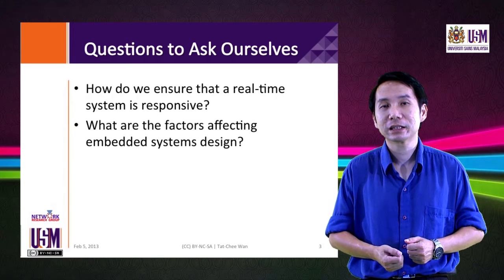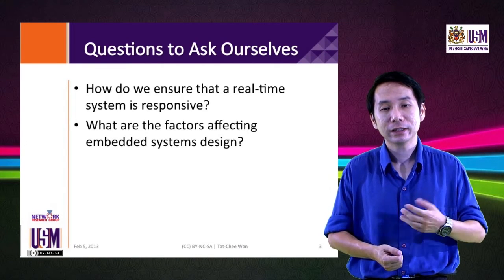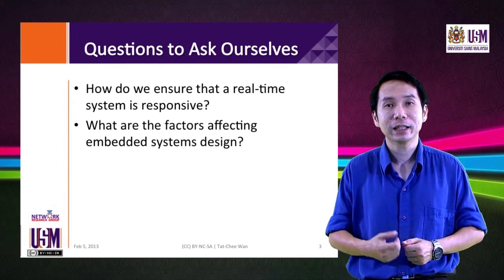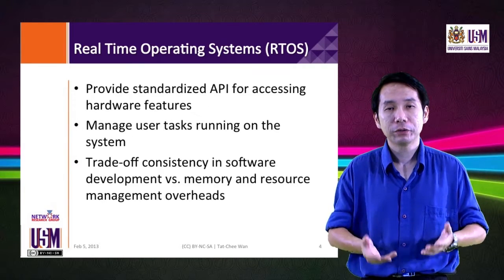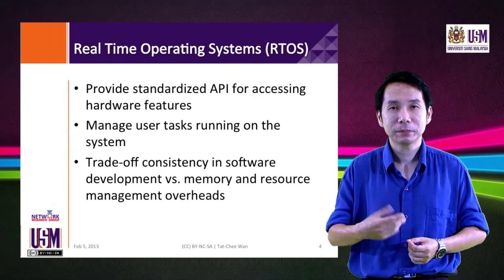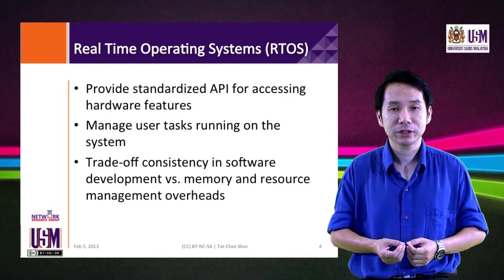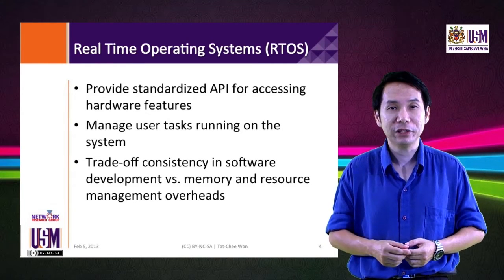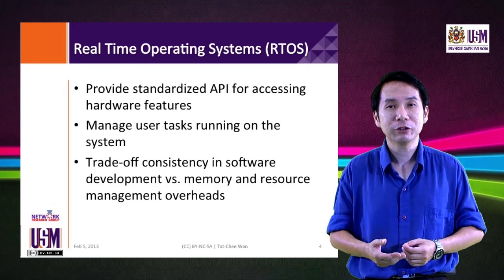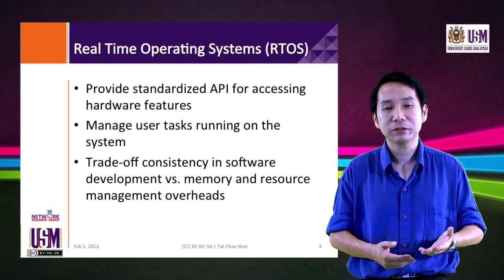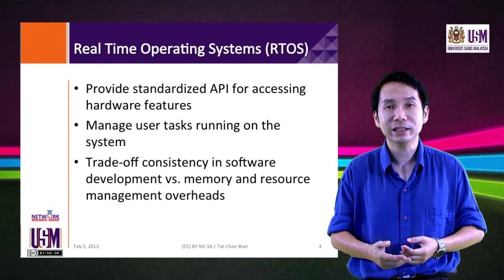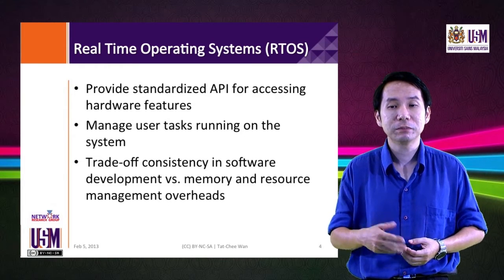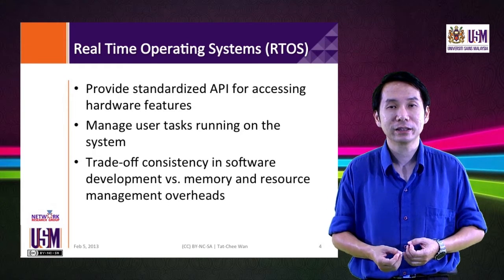how do we ensure that a real-time system is responsive? And secondly, what are the factors affecting an embedded system's design? A real-time operating system is basically like any other operating system in that it provides standardized APIs for accessing hardware features. And in addition, it will manage user tasks running on the system. And of course, there's the trade-off of consistency in software development versus memory and resource management overheads.